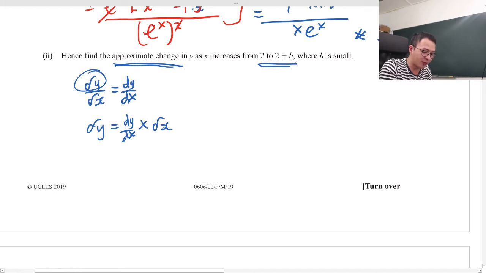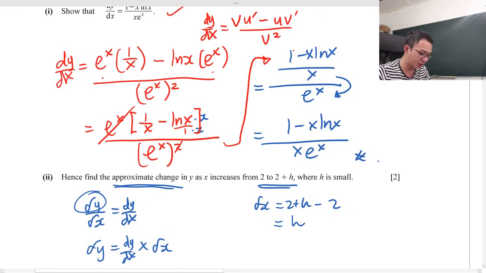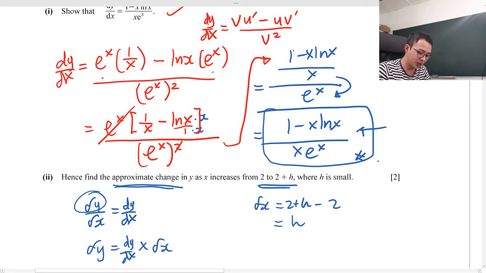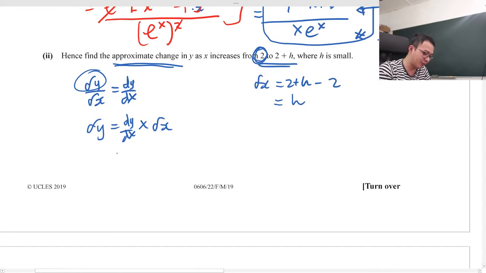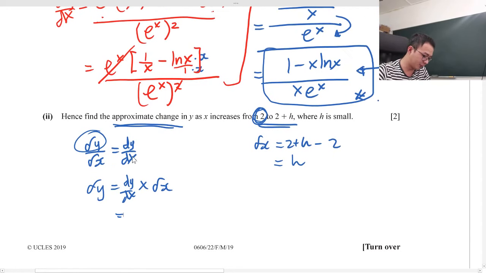Change of x we already have. We can use the new x value minus the old x value. Then I will get h over here. And then I have the dy/dx above here. This is my dy/dx, isn't it? So what I want to do is sub my original x value into my dy/dx. If I sub x equals 2 into there, I should get (1 minus 2 ln 2) over 2e^2 multiplied by h.